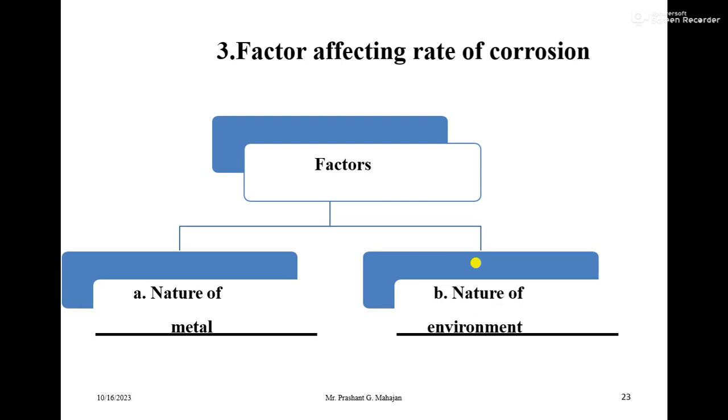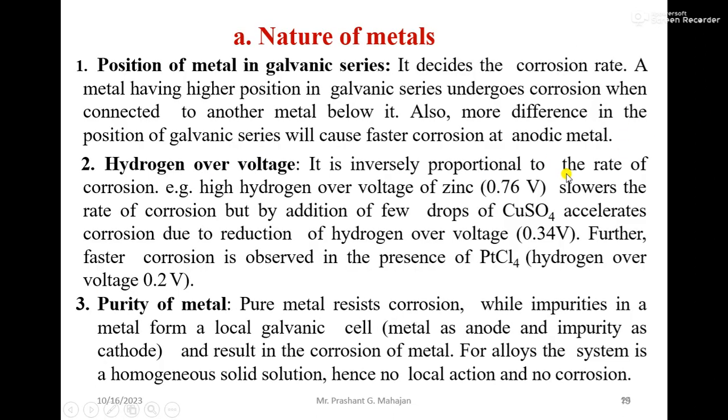Good morning, friends. So today we are going to discuss factors affecting rate of corrosion. So there are two factors. That is, first is nature of metal, and second is nature of environment. So let us see the first factor, that is nature of metal.